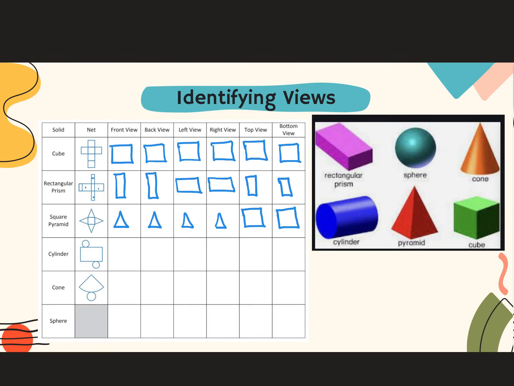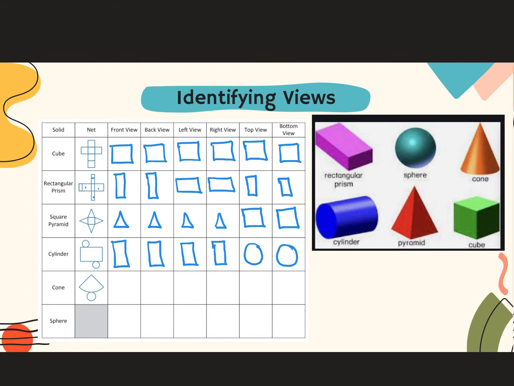All right, looking at my cylinder, basing it off of my net. If I look at it from the front view, I'm going to have a rectangle. My back view is going to be a rectangle. Left view, rectangle. Right view, rectangle. But my top view is going to be a circle, and my bottom view is going to be a circle.